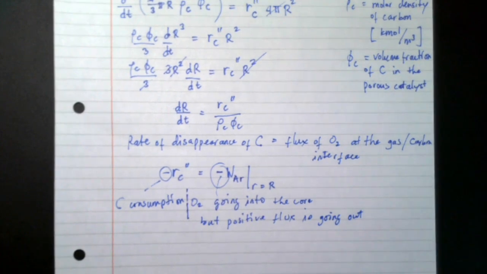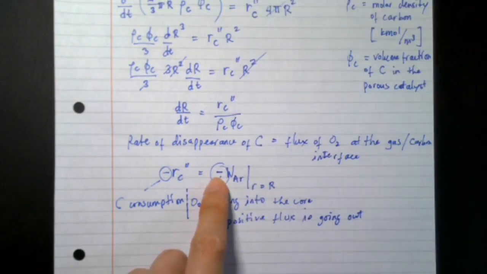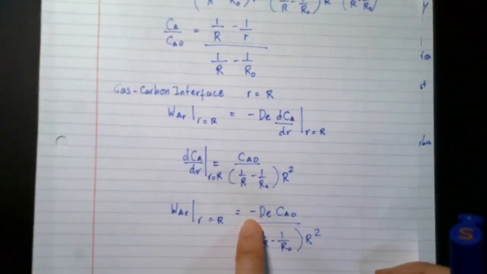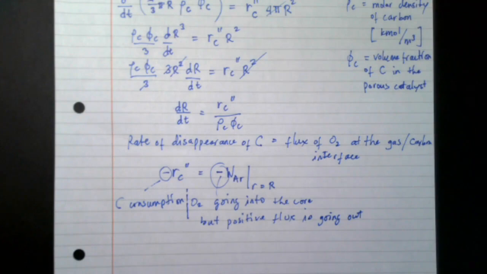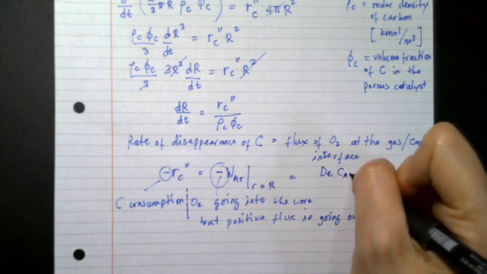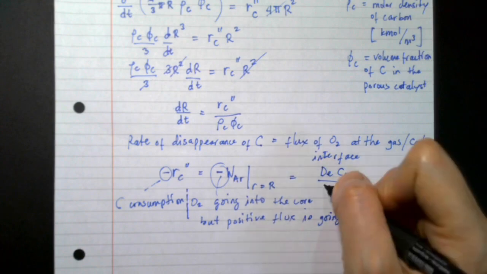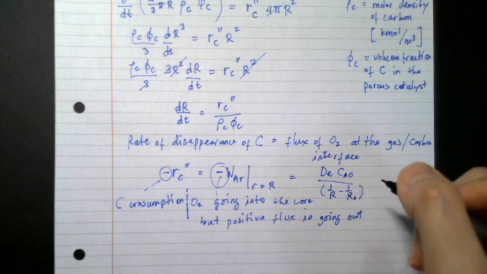So earlier, we wrote an expression for the flux of oxygen at the gas-carbon interface. So we wrote this expression, and we have a negative sign here. So this negative sign here will disappear. So we'll have this equal to diffusivity times Ca0 divided by 1 over R minus 1 over R naught, R squared.